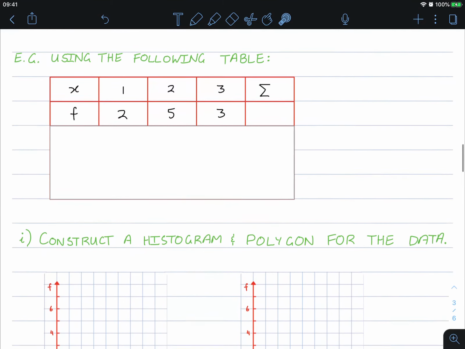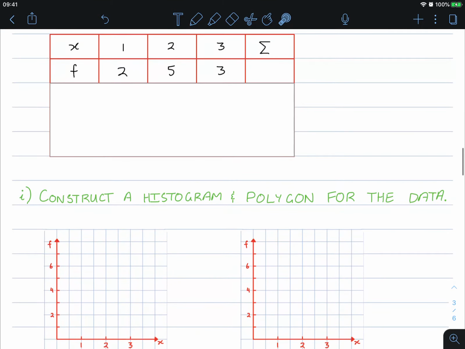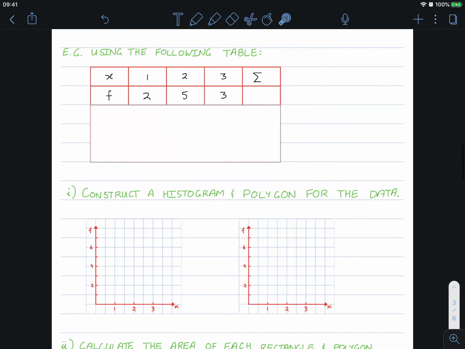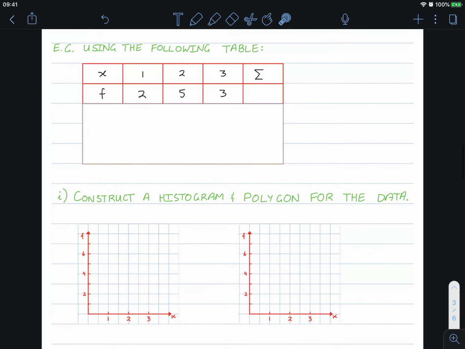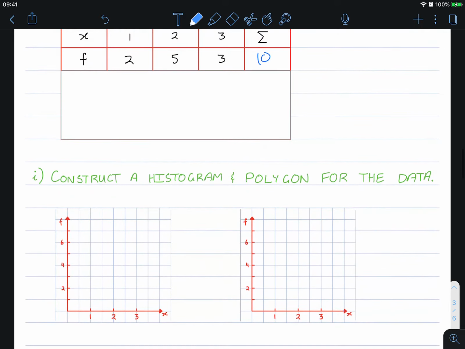Okay, so let's do an example together. This is actually one of your exercises. Let's do it together here. Using the following table, let's construct a histogram and polygon of the data. Well, the total for this is going to be 2 plus 5 plus 3. It's a total of 10. For 1, there's 2 of them. For 2, there are 5. And for 3, there are 3.